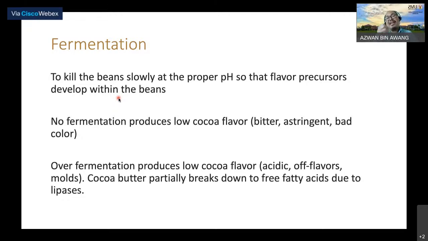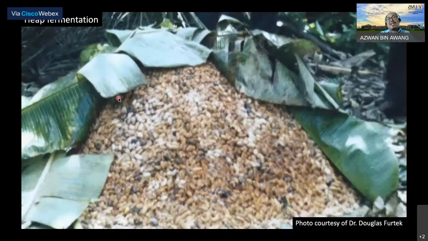So you will have rasa kelat, rasa pahit. Of course, color dia pun tidak cantik. And if we over ferment, over fermentation will also produce low cocoa flavor. So we need an optimum time for fermentation. Fermentation can be done by using timbun-timbun, heap fermentation, covered by bananas.